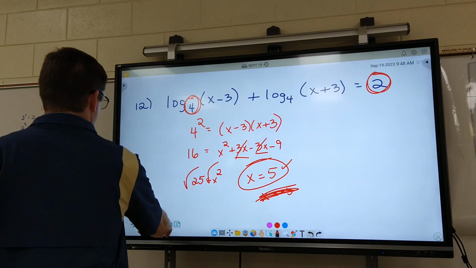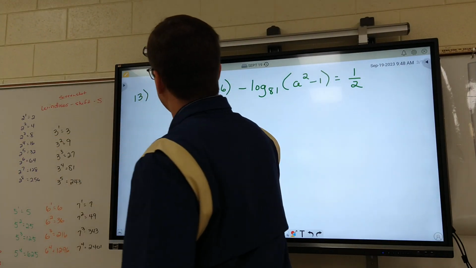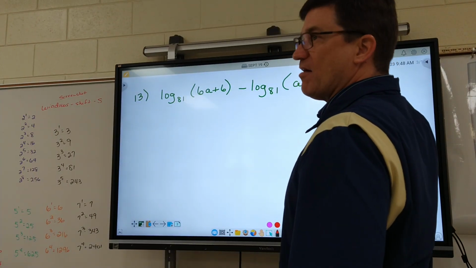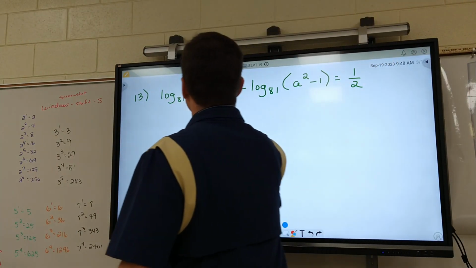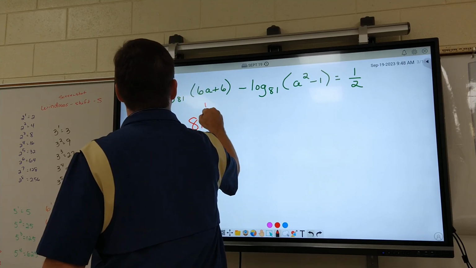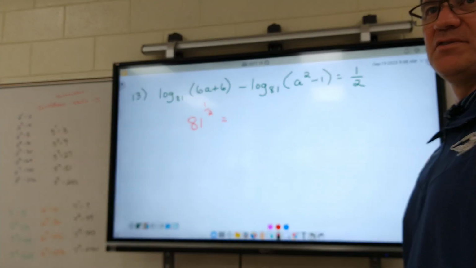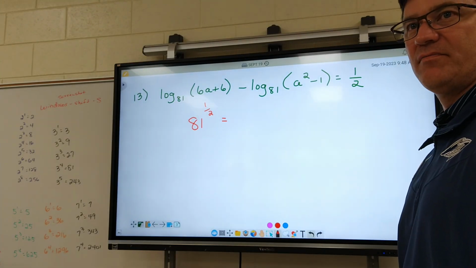All right, 13. Look, we've got log base 81. This one does not have a log, so how do we set it up? We do 81 to the 1/2 power. Make sure y'all see how I got that. Ashley, you see how I got 81 to the 1/2?